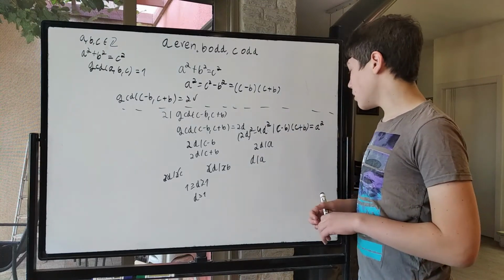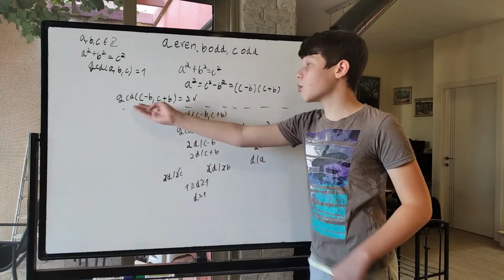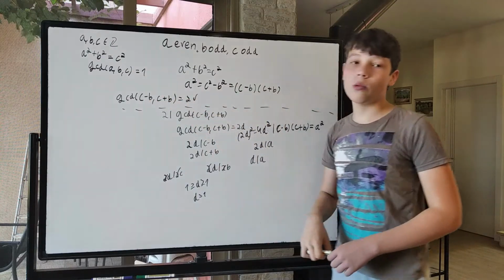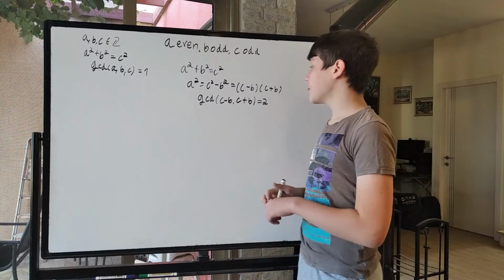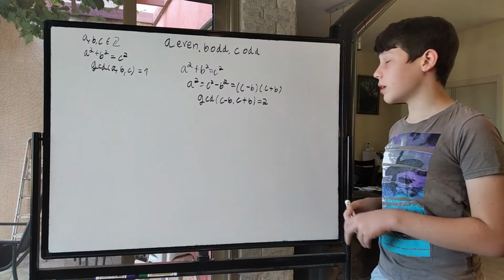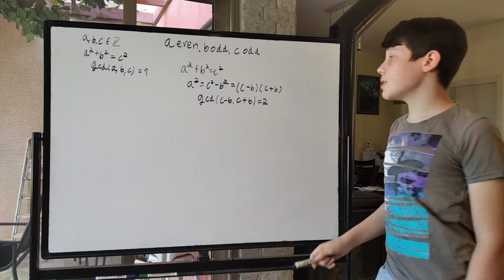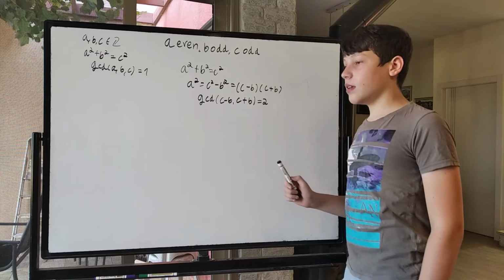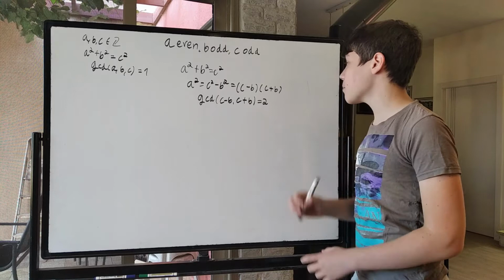And now, let's quickly erase all of this and look at the consequences of this on our equation. Okay, now let's continue. So now we know that the GCD of C minus B and C plus B is not just at least 2 or divisible by 2, it is exactly, precisely 2.